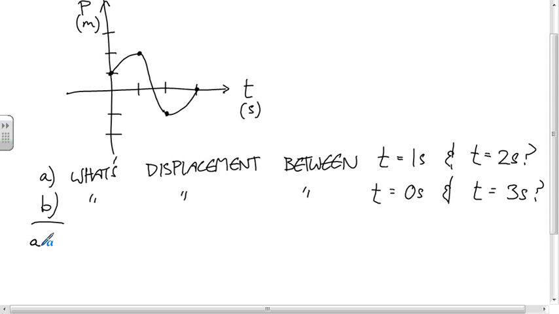Okay, so for part A, for both of these, we're just going to figure out what the position is at each of these two instants that are defined and do that subtraction. So for part A, the displacement is, what's the position at 2 seconds? Here's 2 seconds, so the position is -1 meter. And then we're going to subtract the position at 1 second. What's the position at 1 second? Yep. And so -1 minus 2, we get a displacement of -3 meters. And the negative tells you the direction that the thing is moving. This object is moving in the negative direction over that time interval. Okay.